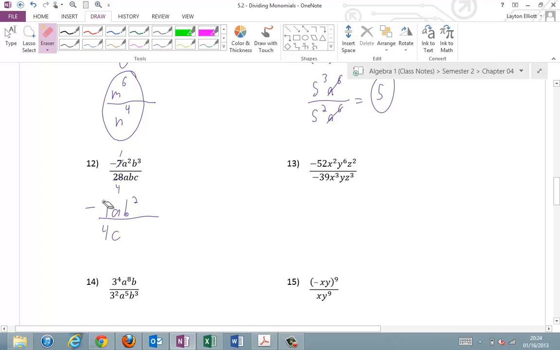Now, it is not necessary to write the 1 anymore, so I can leave that as negative. We'll keep the negative here. AB squared over 4c. Made the fraction bar too long, but you can get over that.